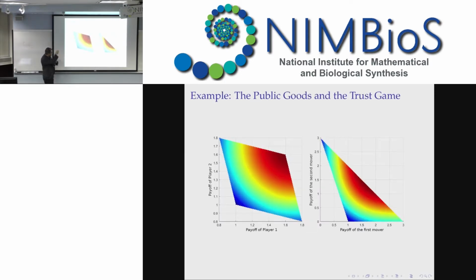So this is a two-player public good game, and this is a trust game. Dark red means higher appropriateness, dark blue means lower appropriateness. So essentially it shows that it's mostly appropriate to cooperate here and to give everything to a second mover in the trust game and return a bit more than half.